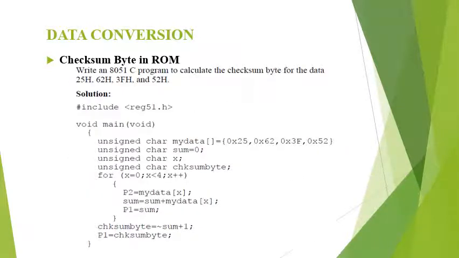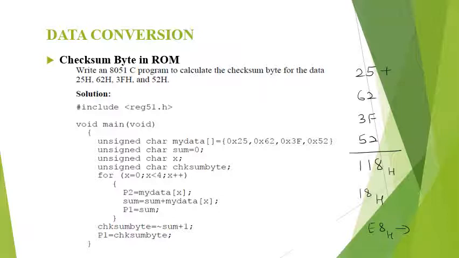Write an 8051 C program to calculate the checksum byte for the data 25H, 62H, 3FH and 52H. First we have to add the series of data, that is 25 plus 62 plus 3F plus 52. Adding this series of data, we get the result as 118H. Ignore the carry, that is drop the carry, so we have the value 18H. Find the 2's complement of it, and we get E8. This is the checksum byte. It is not equal to 0, which means the data is corrupted.